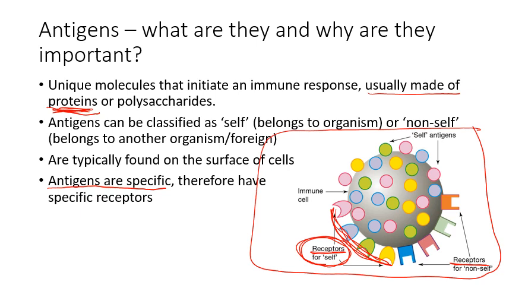They also need to have the ability to detect cells that don't have any of those self-antigens. So for example, if this particular cell was to come into contact with one of your cells, we might have some non-self receptors being used.